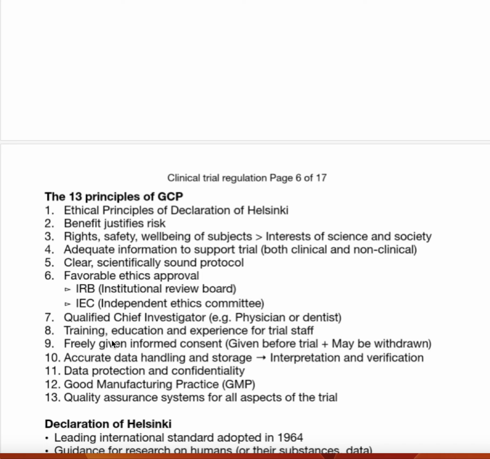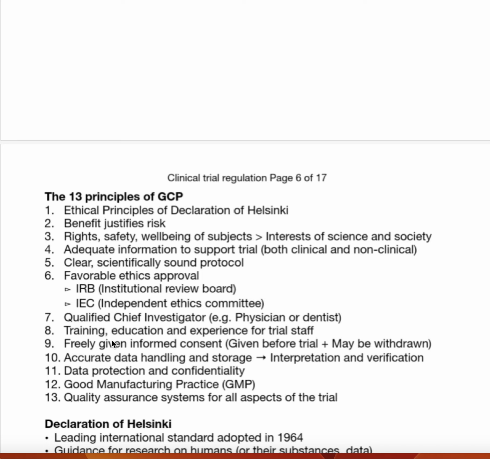Valid ethics approval: we should take approval from 2 organizations, the IRB, Institutional Review Board, and the IEC, Independent Ethics Committee, and we will repeat these names many times. I-R-B, Institutional Review Board, and IEC, which is Independent Ethics Committee. These organizations are responsible for the ethics, and we should take the approval from these organizations.